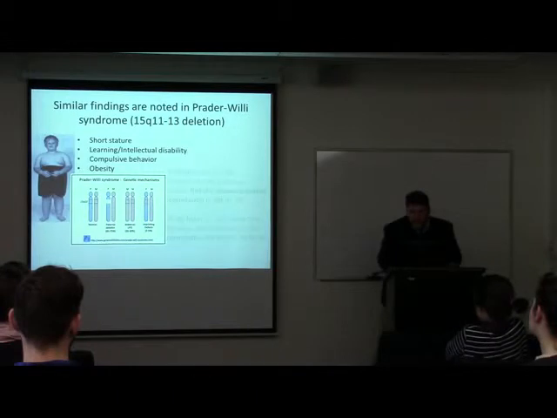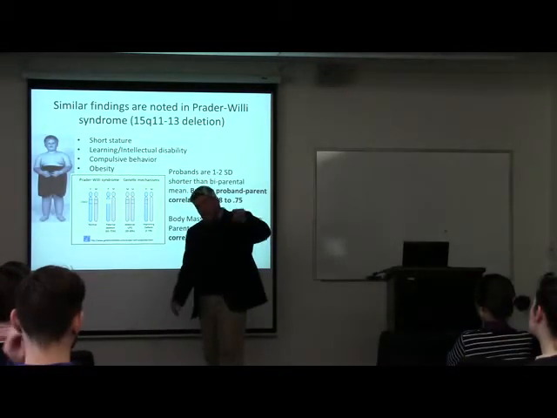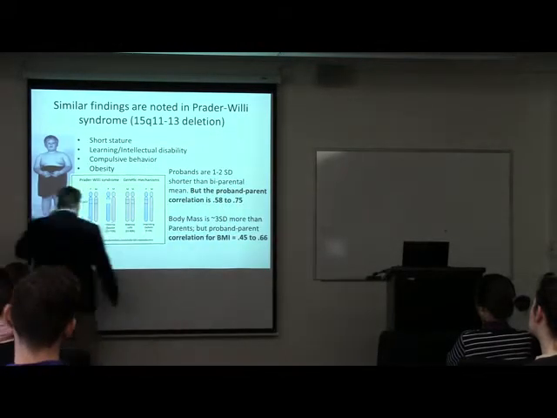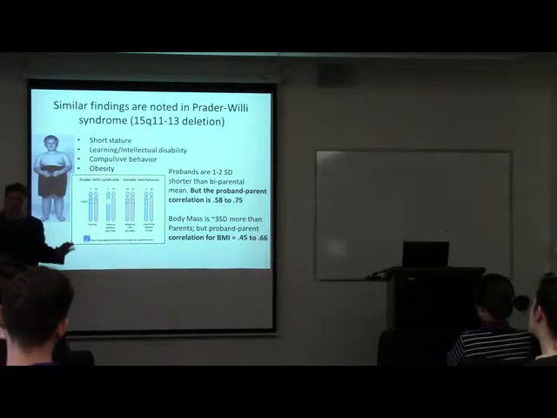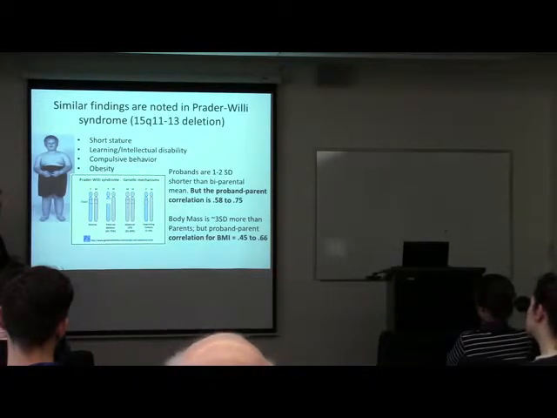But there's still a shift from biparental mean, but it would still be correlated with family background. We see this too with Prader-Willi syndrome. This is the deletion 15q11 to 13, on the 15th chromosome. It's actually a really fascinating disorder. Again, the whole complement of compulsive behavior, intellectual disability, short stature, and obesity because of this really uncompromising lack of satiation.